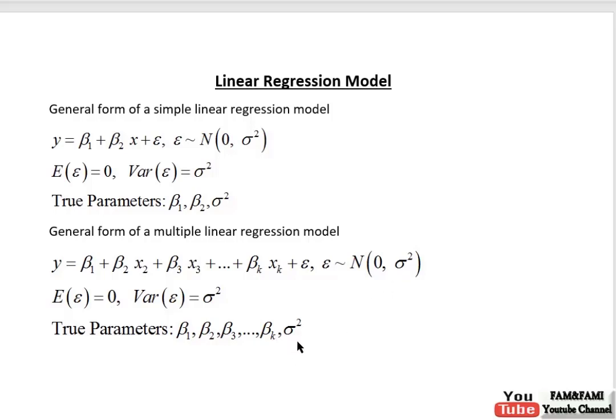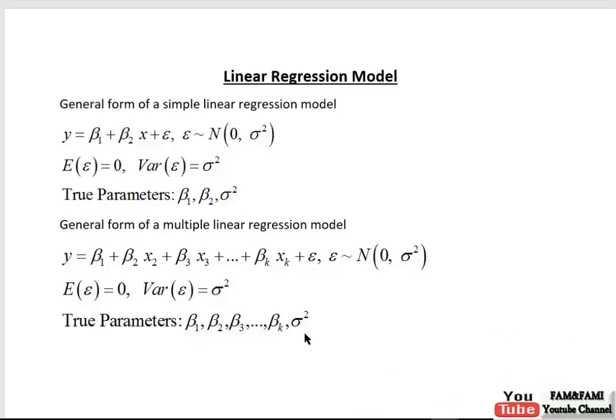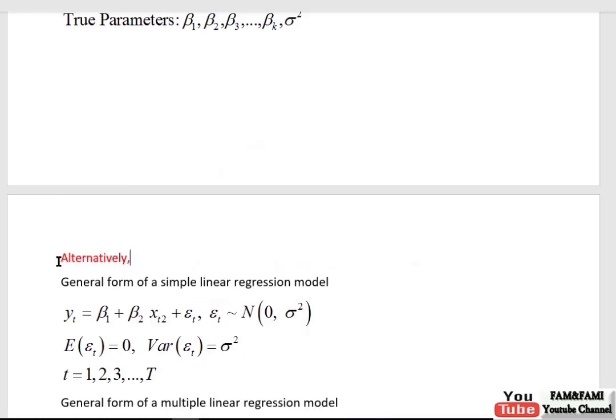So this completes the discussion of how we can write the general form of a simple and multiple linear regression models. Now there is an alternative notation that can be used as well. So here we are going to show you an alternative notation of writing the same above two models, the simple linear regression model and multiple linear regression model.